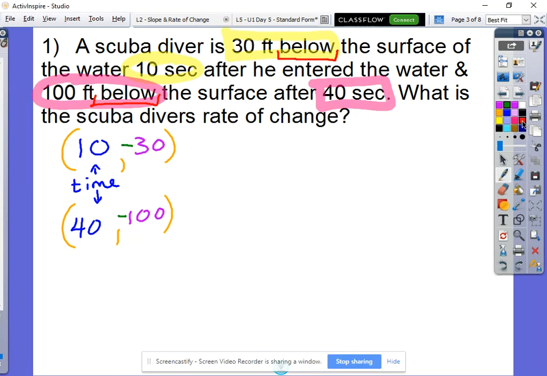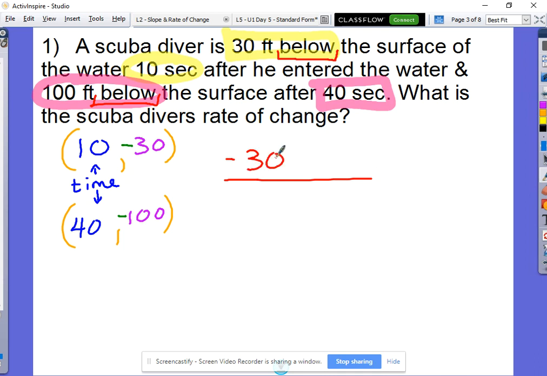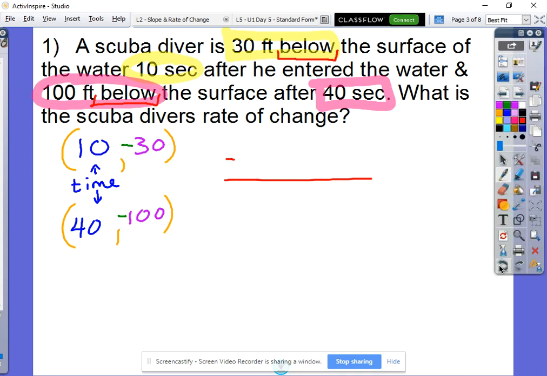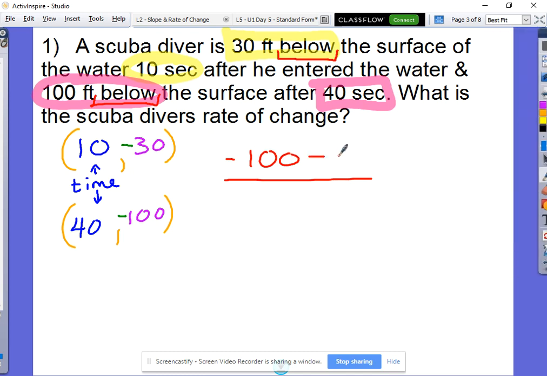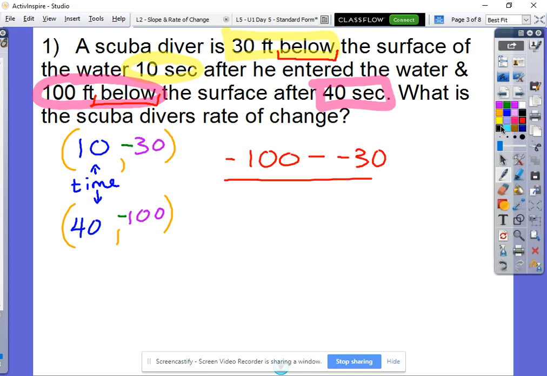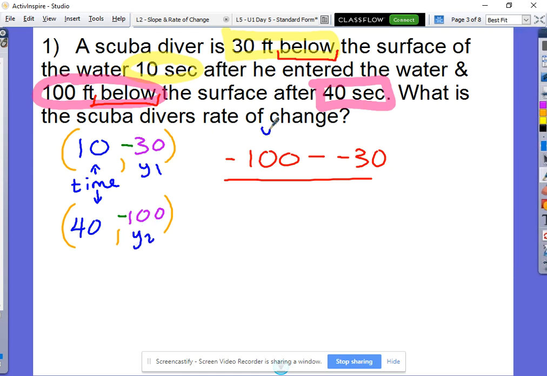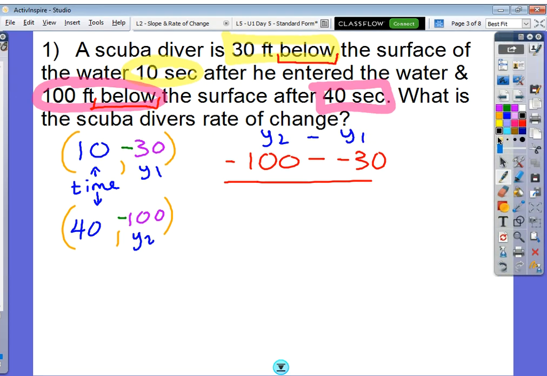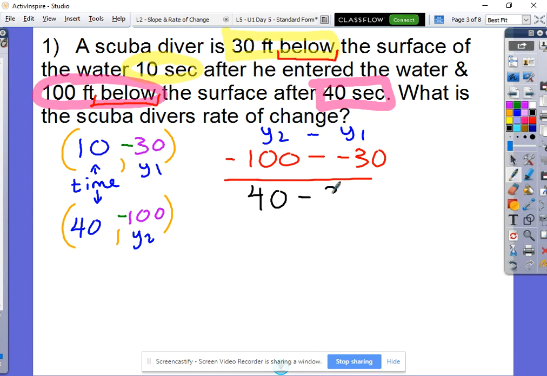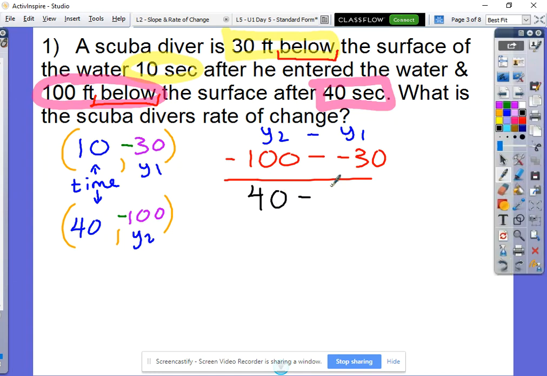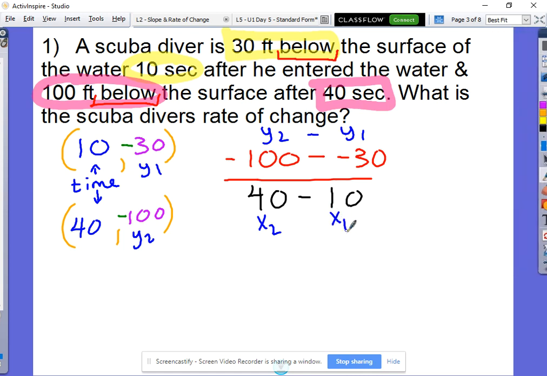So now we jump in. Let's find that slope. Change in y. So the change in y is going to be negative 30. Oh, excuse me, negative 100 rather. Negative 100 minus negative 30 on top. Okay, that's our y2 minus our y1, all divided by our change in time, 40 minus 10. Okay, so that was our x2 minus x1.